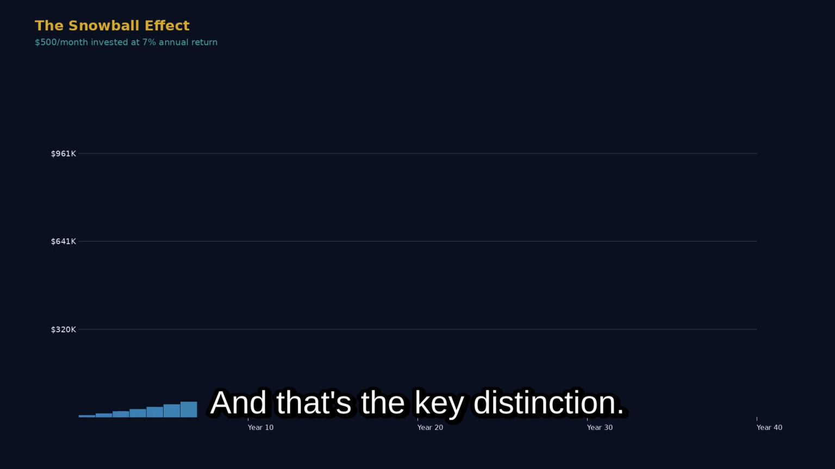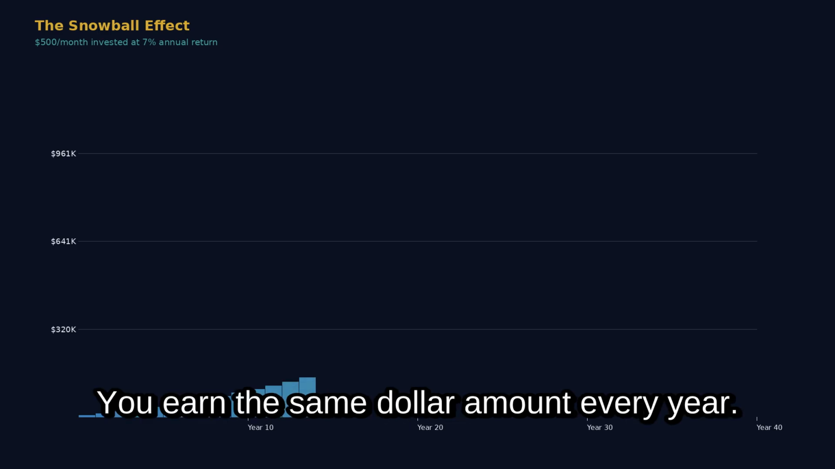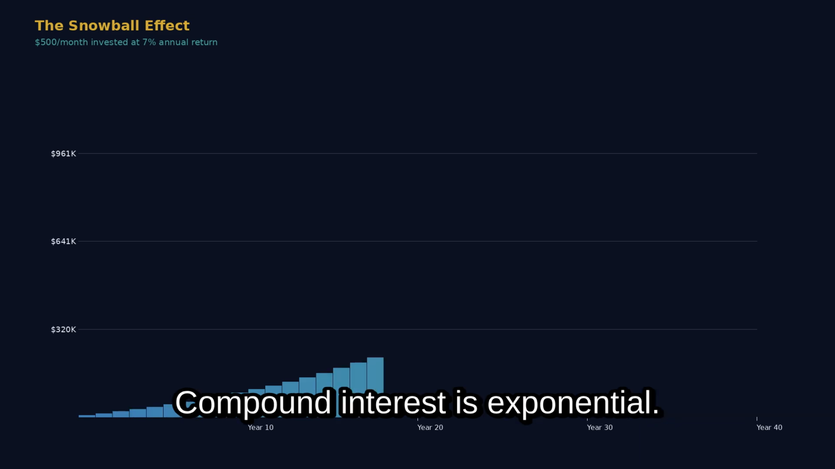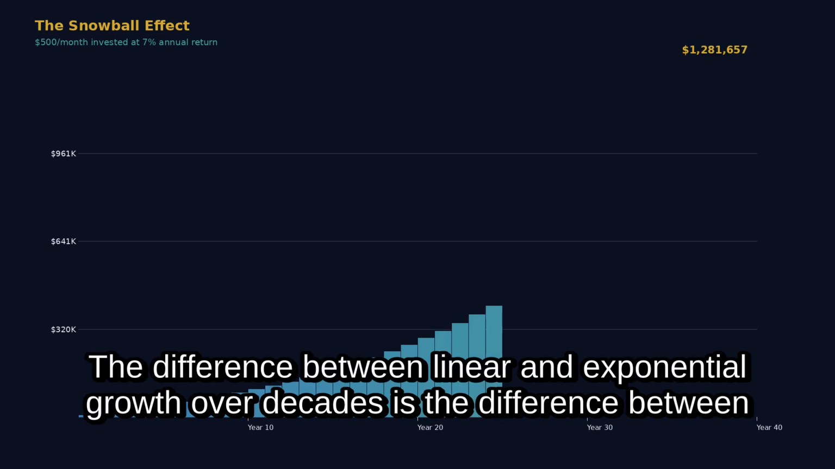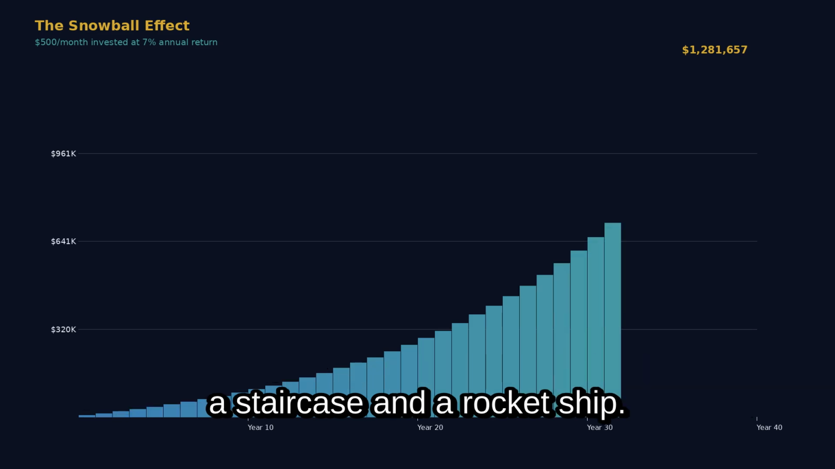And that's the key distinction. Simple interest is linear. You earn the same dollar amount every year. Compound interest is exponential. The dollar amount grows every year. The difference between linear and exponential growth over decades is the difference between a staircase and a rocket ship.